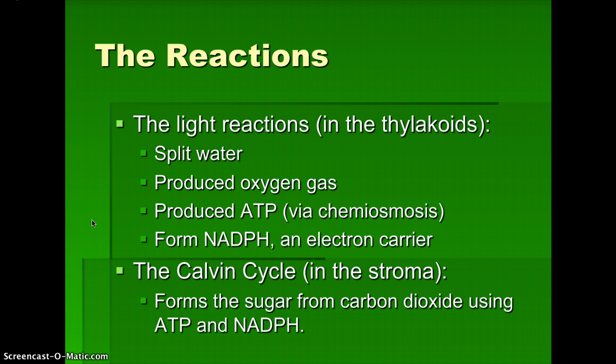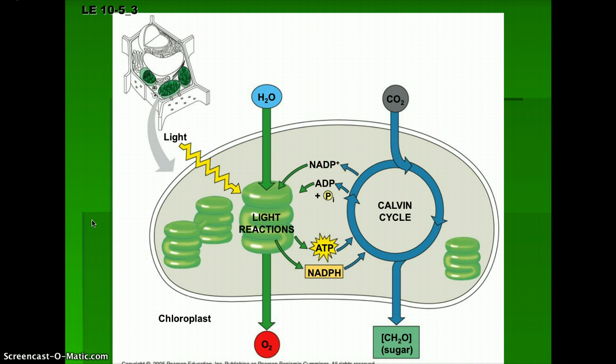So the sugar forms from carbon dioxide using ATP, which is our high energy molecule of the cell, and NADPH, which is that electron carrier molecule. So basically NADPH is going to carry electrons from the light reactions to the Calvin cycle. And we could see that here.